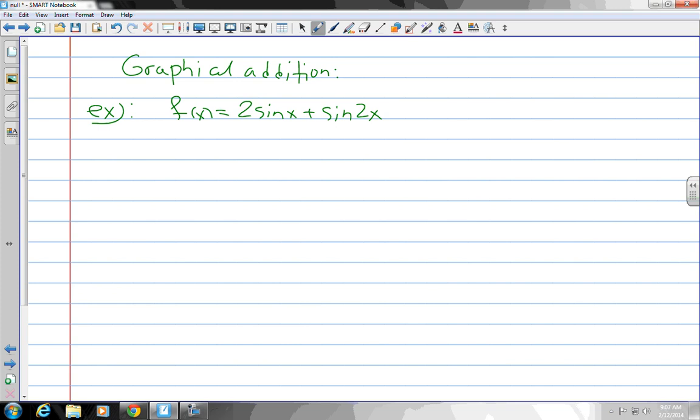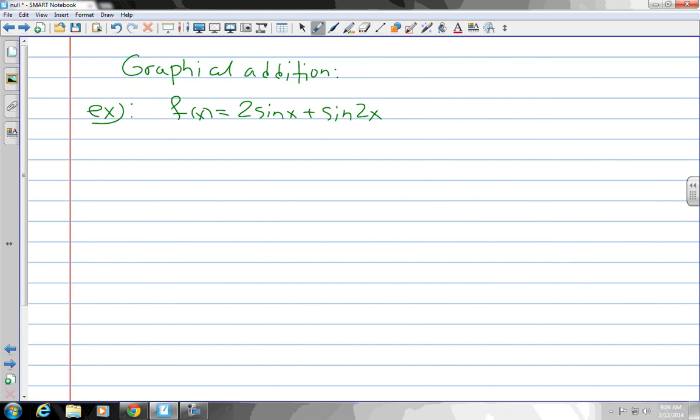And the way you sketch sums of functions, because we will have no problem sketching 2 sine x, right? We understand that graph. That's just a sine stretched by 2. We're also not going to have any problems with sine of 2x. That's a sine curve with different period. What is the period of sine of 2x? Pi, right? So it's double the frequency of the original sine, we can say that.